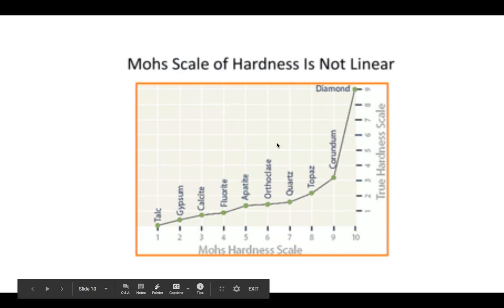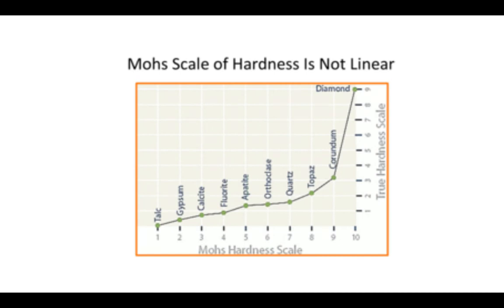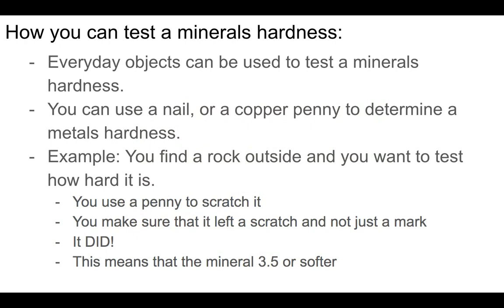Something to understand is that it's not linear, which means it doesn't just go straight up. It's kind of all relative. So just because something's a 6, that does not mean it's 3 times harder than something that's a 2. It just depends, and you use the scale to help you get an idea of how hard an object is. So how can you test a mineral's hardness?